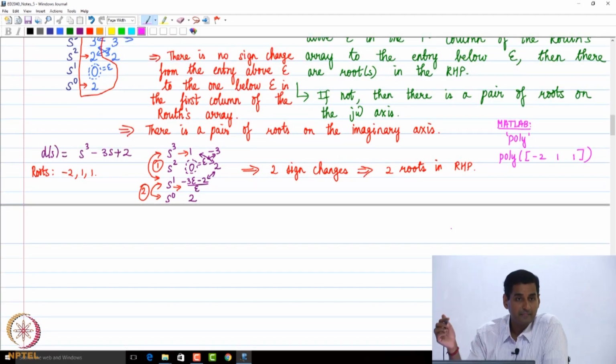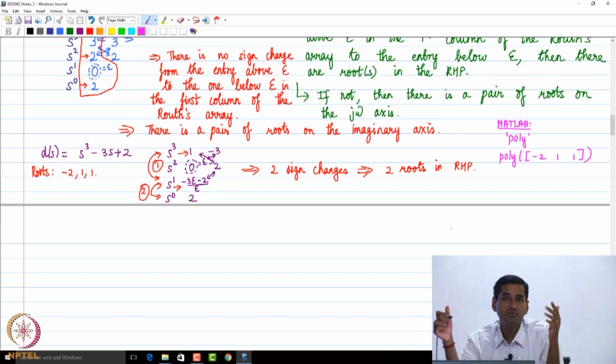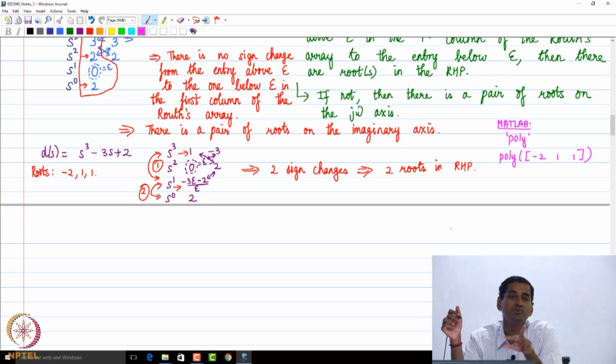Yeah, sure. Both cases are possible in some cases. Is there a possibility they have a pair of roots on the jω axis and in the other half as well? Why don't you try? Just construct an example where you have, let's say, roots on the jω axis and also roots in the right half plane, and then try it out. Let's see what happens.